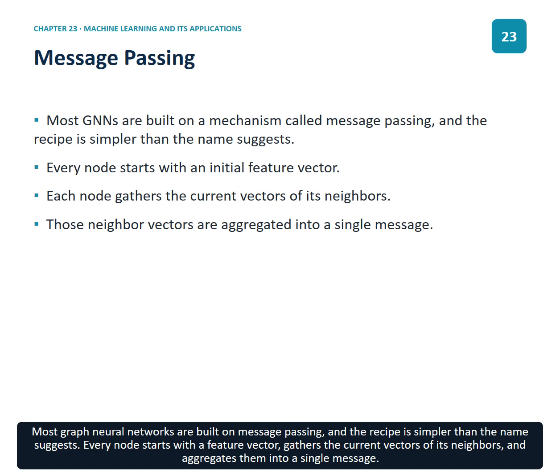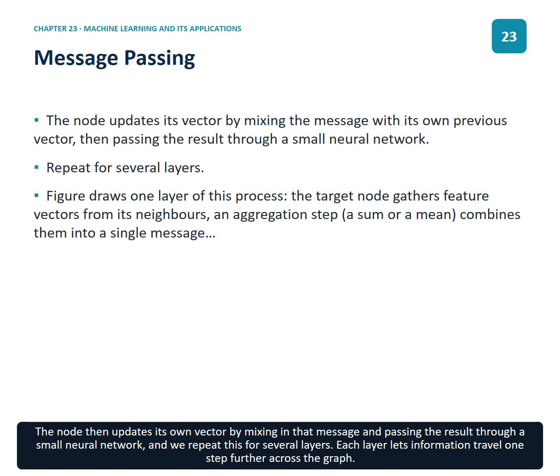Most graph neural networks are built on message passing, and the recipe is simpler than the name suggests. Every node starts with a feature vector, gathers the current vectors of its neighbors, and aggregates them into a single message. The node then updates its own vector by mixing in that message and passing the result through a small neural network, and we repeat this for several layers. Each layer lets information travel one step further across the graph.